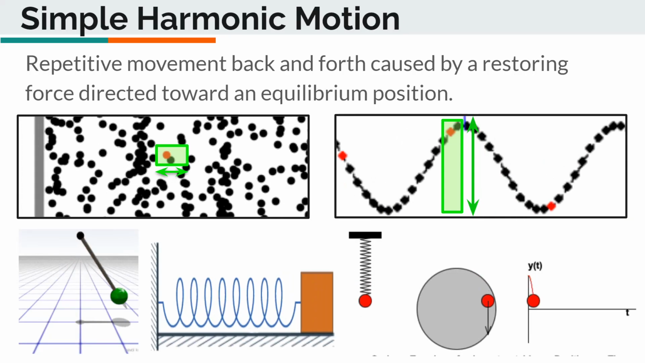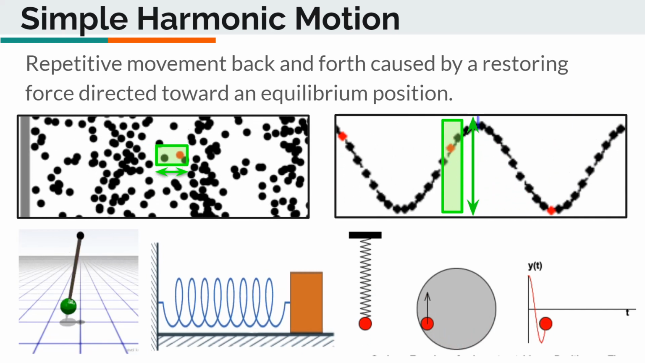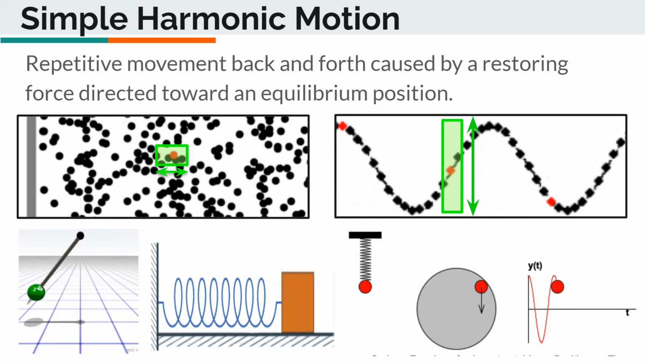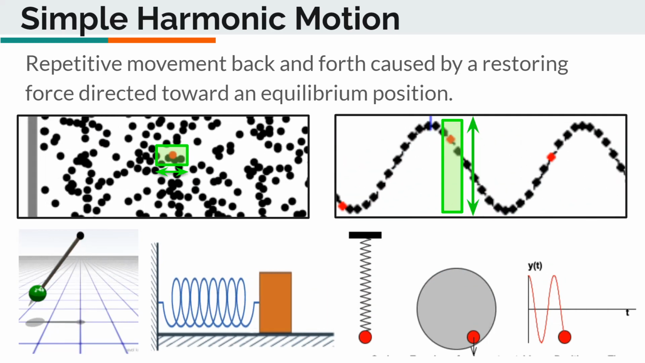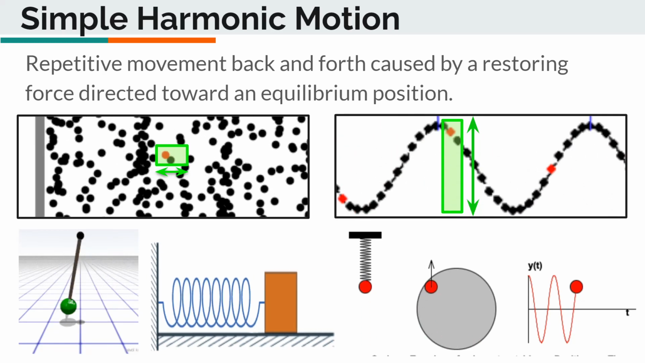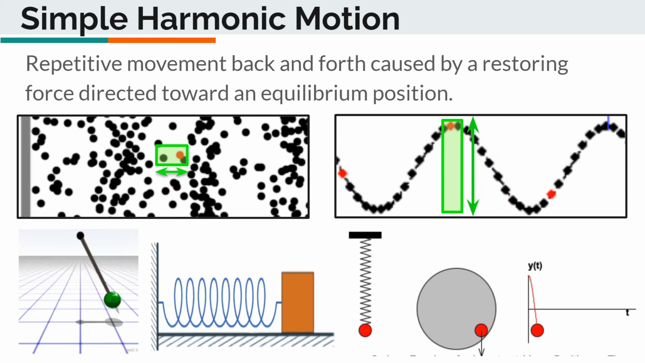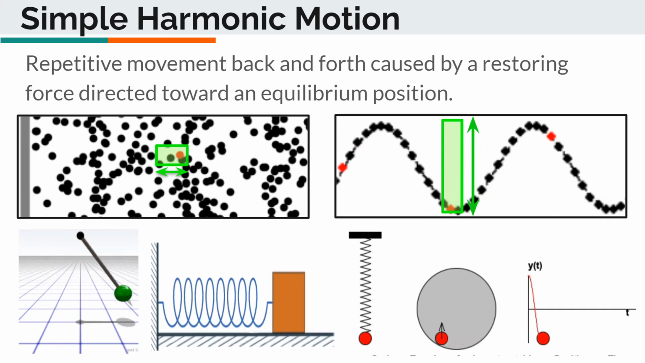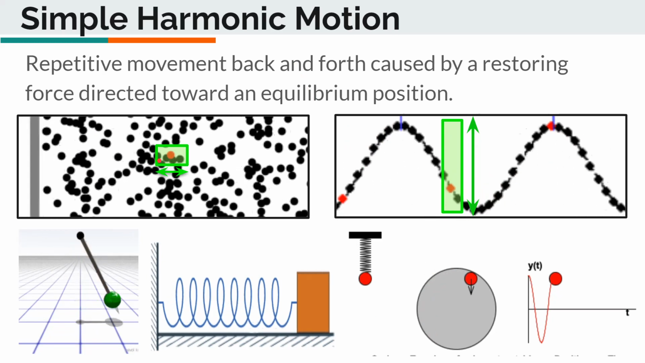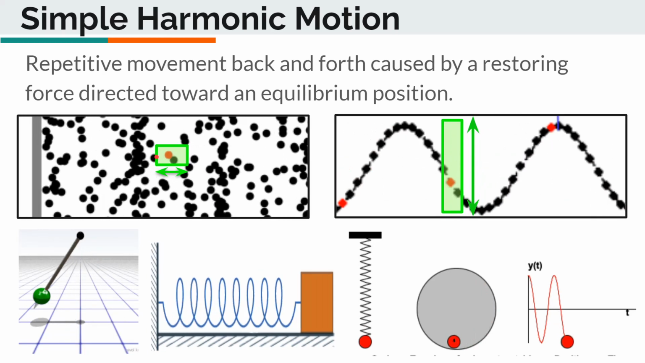We also need to talk about simple harmonic motion, which is the repetitive movement back and forth or up and down, I should have added that, caused by a restoring force directed toward an equilibrium position. All of these images show examples of simple harmonic motion, this repetitive motion of back and forth or up and down. If you focus on a single particle in this wave that you see here on the left, you can watch this red dot, and all it does is go repetitively back and forth and back and forth.